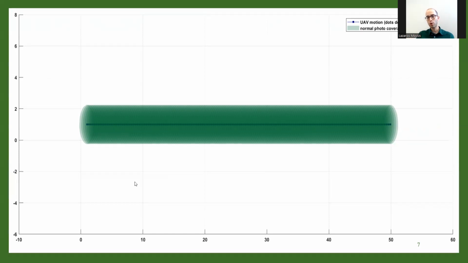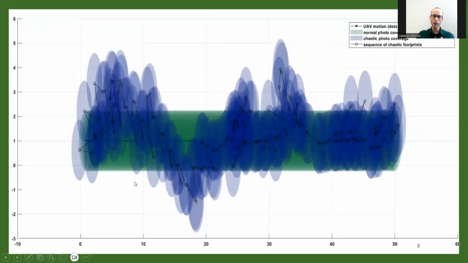Now, in the chaotic motion, though, we have this sort of chaotic footprint. The blue areas right here represent the chaotic footprint of the camera, right? And you see, in some situations, this may be a bit suboptimal, but what we lose in area coverage, we gain in unpredictability. Again, against adversaries, this may be very, very beneficial. So this is the chaotic footprint.